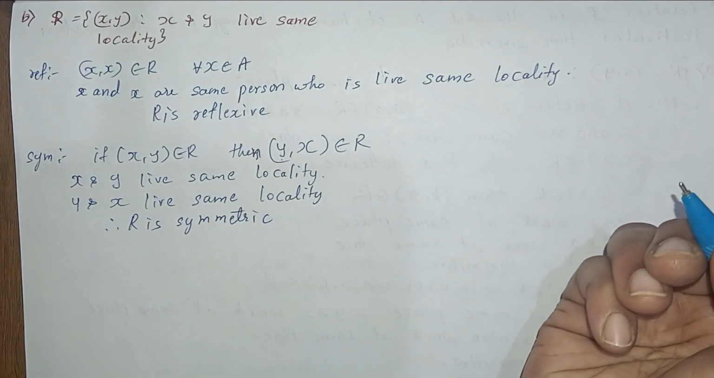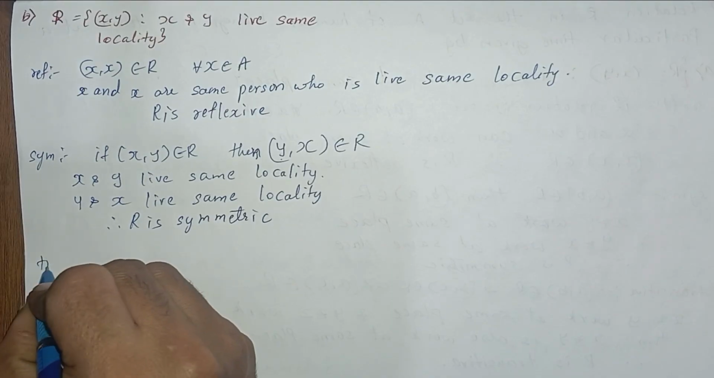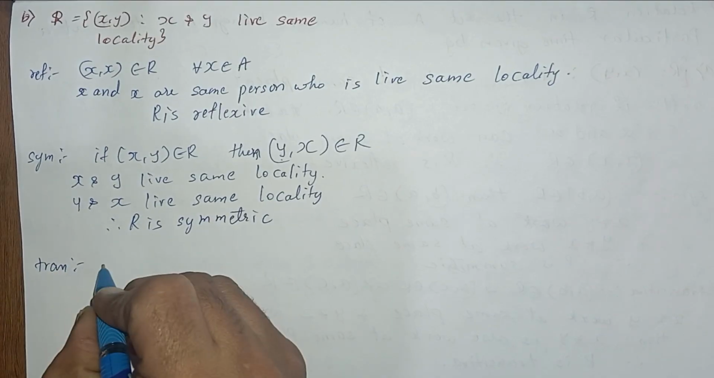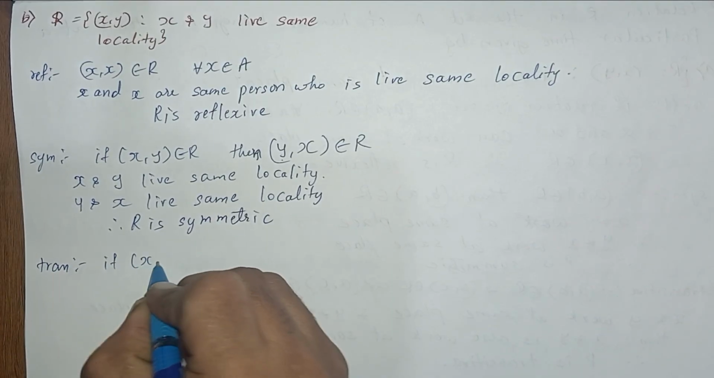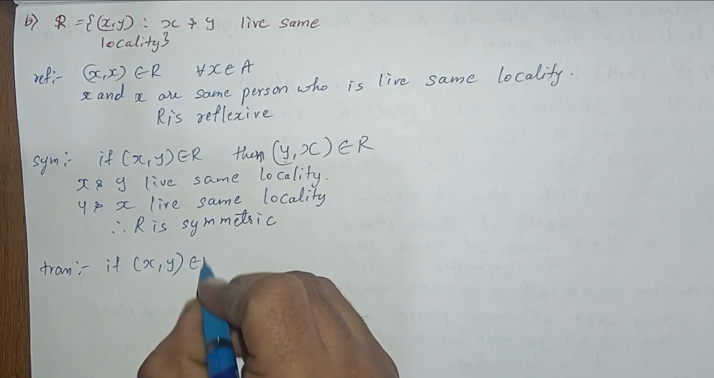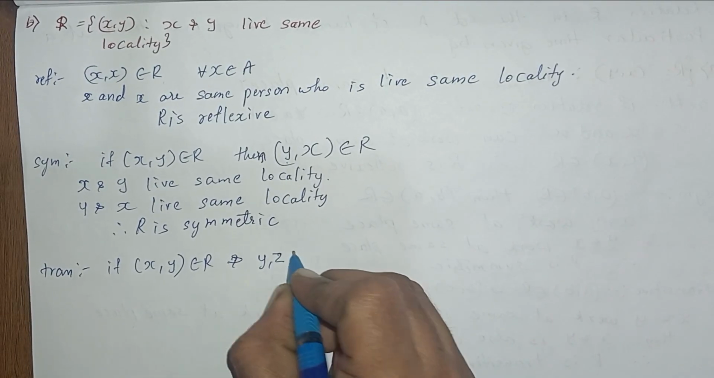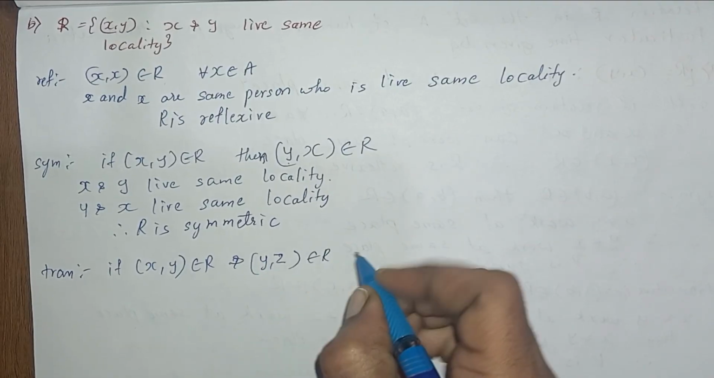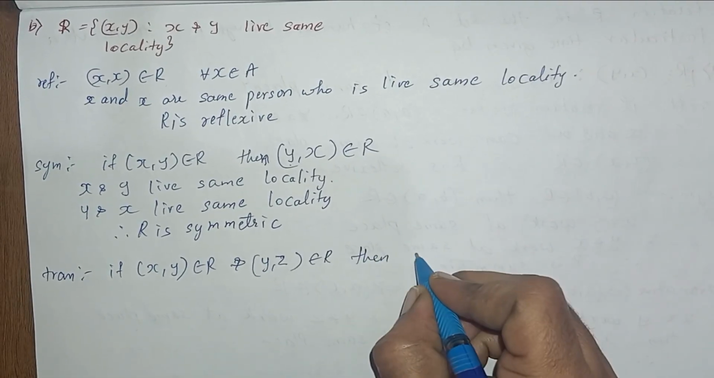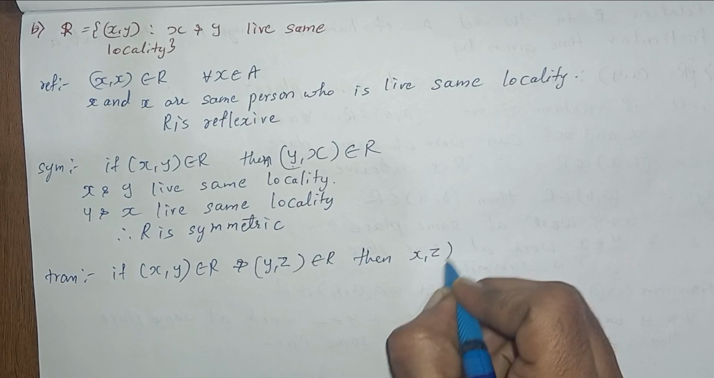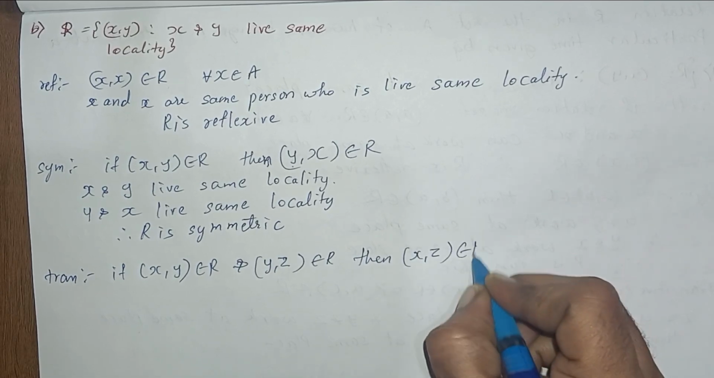So, R is symmetric. Next, we have to check for the transitive. In transitive, if (x, y) belongs to R and (y, z) belongs to R, then (x, z) should belong to R.